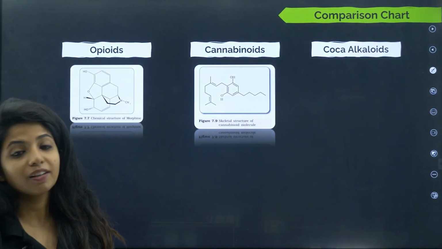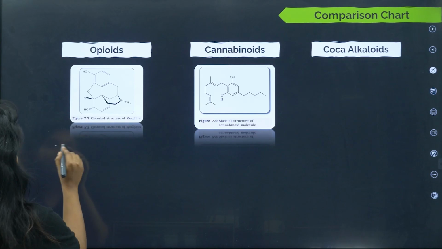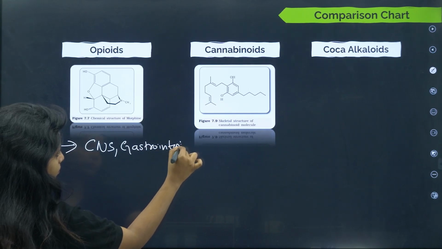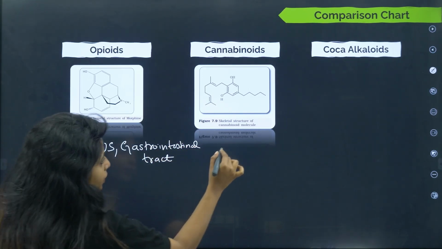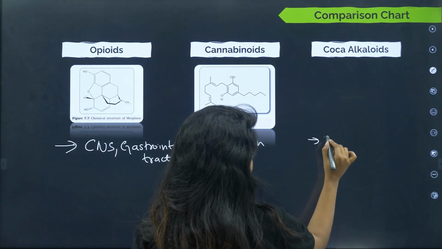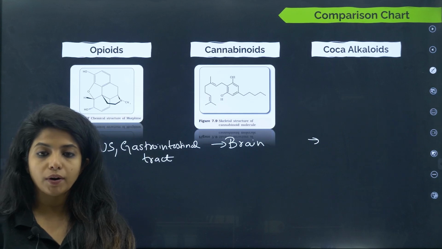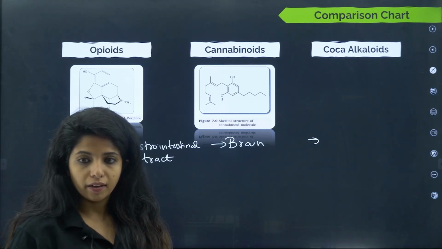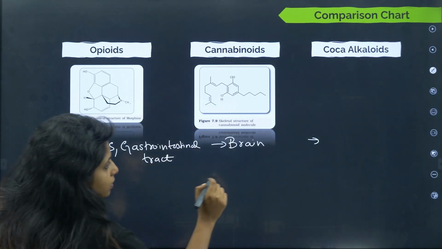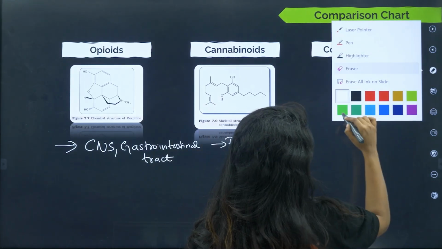Now over here, we have a little comparison chart for opioids, cannabinoids and coca alkaloids. Can we just see the receptors, children? Where are they present? CNS and gastrointestinal tract. Over here it is present in our brain. For coca alkaloids, they have not mentioned where the receptors are present. What was it affecting in your body? It was causing euphoria, right? At least they have mentioned that. They have not mentioned the receptors, so I'll keep it blank.